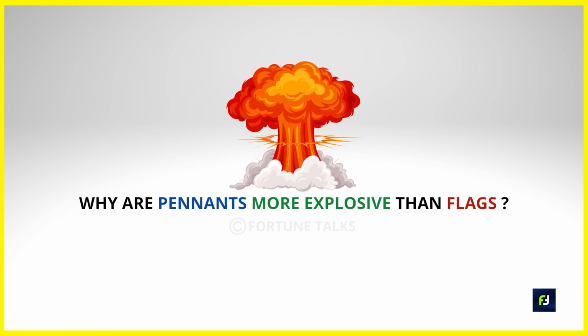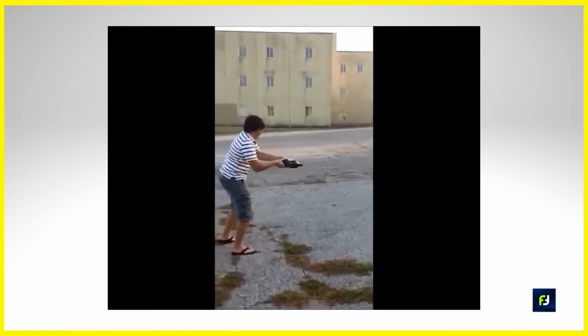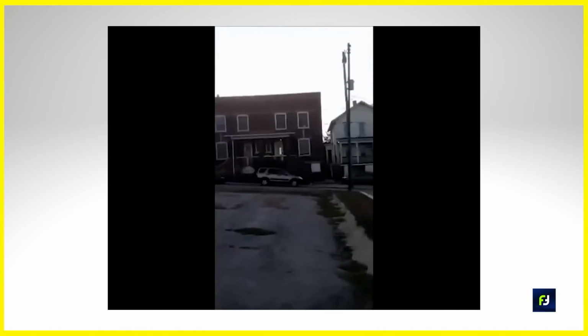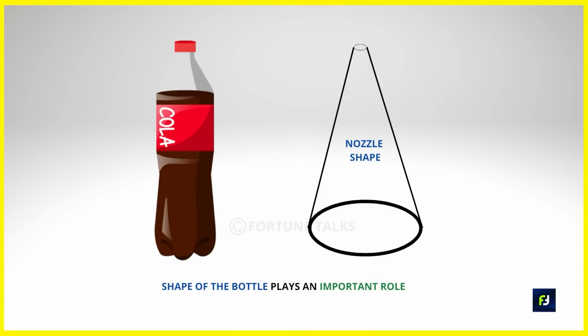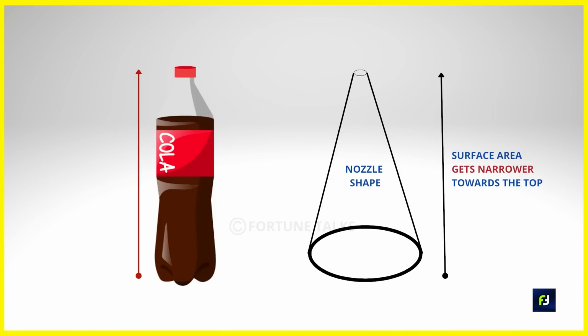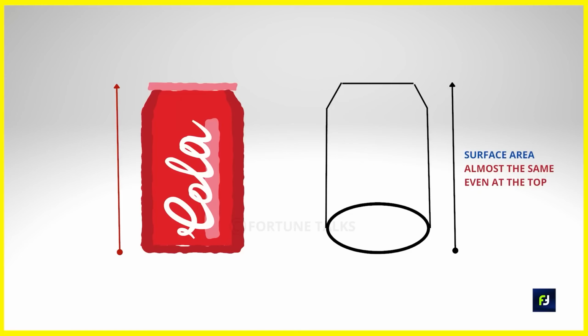Now, let me explain the reason why. I hope you have seen videos in which a Coca-Cola bottle is shaken and then thrown onto the ground. Now, the cap explodes and the bottle flies off. I don't want to go deeper into the physics of this, but one of the factors that triggered this event is actually the shape of the Coke bottle itself. If you try the same experiment with a Coke can, you may not get the same result. Now the bottle is shaped similar to a nozzle, with the width of the bottle becoming narrower towards the top, in comparison to a can where the width is almost equal throughout.